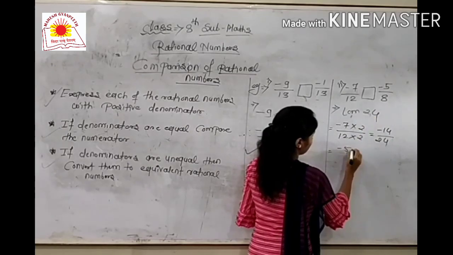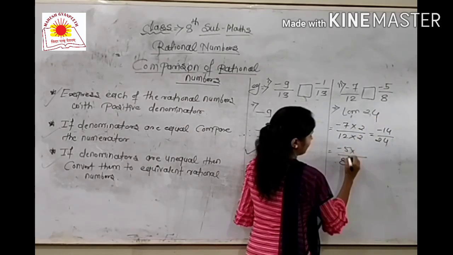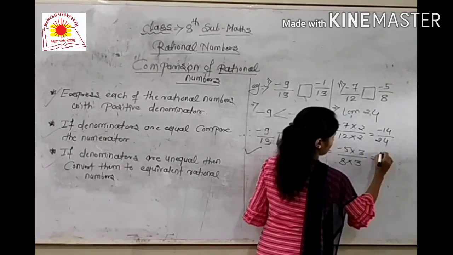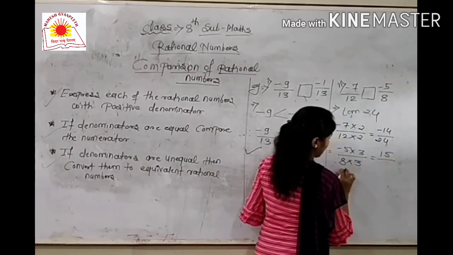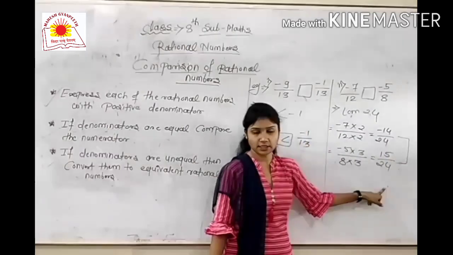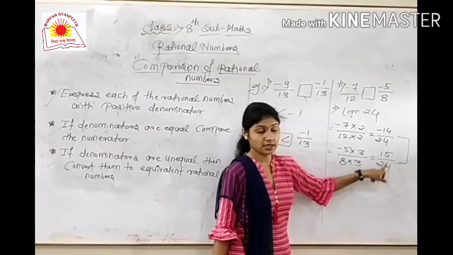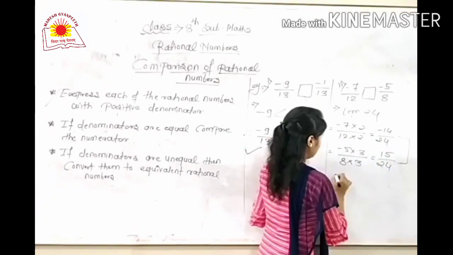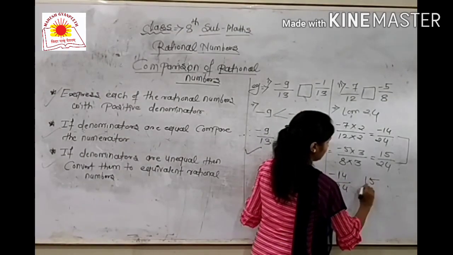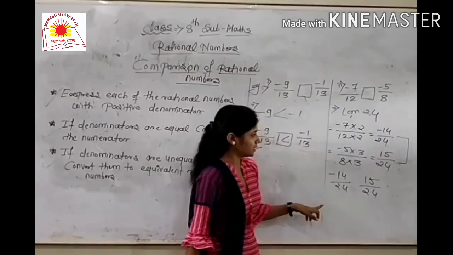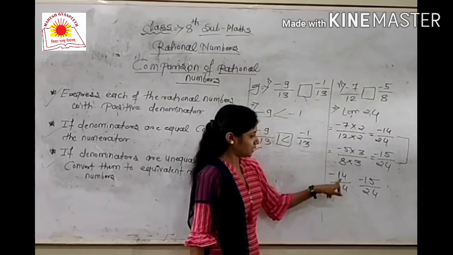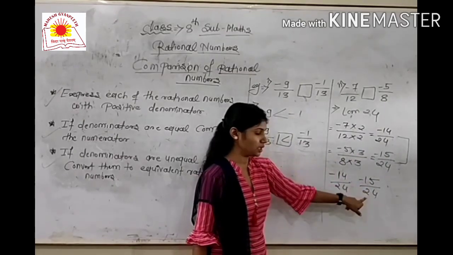Another one is minus 5 upon 8. For 8, we multiply by 3, so minus 5 multiplied by 3 is minus 15, and 8 times 3 is 24. Now you have equivalent rational numbers with the same denominator, and you can compare: minus 14 upon 24 and minus 15 upon 24.